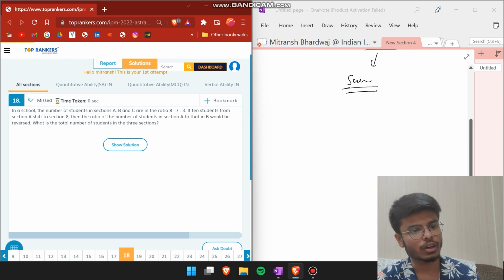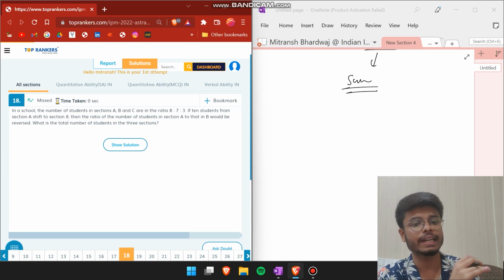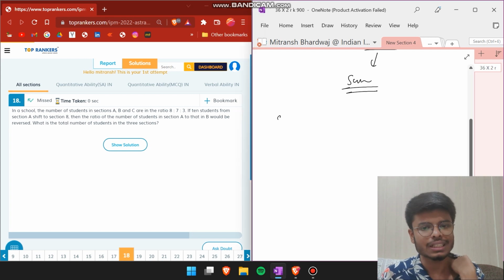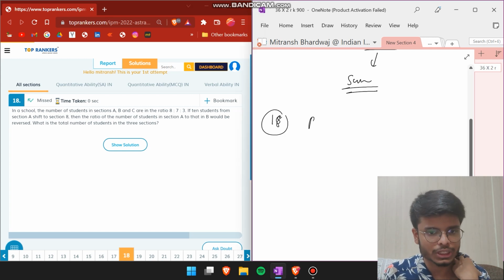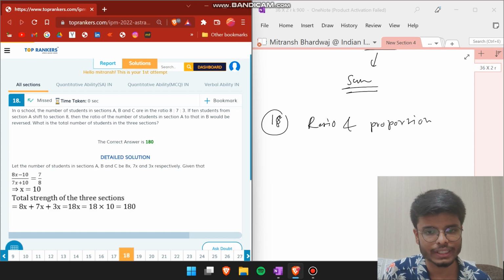In a school, the number of students in sections A and B are in 7:3 ratio. If 10 students from section A are shifted to section B, then the ratio of the students in section A and B would be reversed. What is the total number of students? These are simple cases of ratio and proportion. So in this sort of question, it's always wise to quickly frame an equation and solve it.